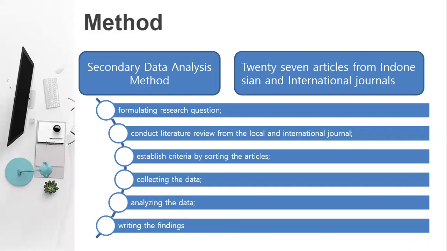The method uses secondary data analysis that was performed to identify patterns in existing data and make interpretations. Data collection from scientific papers has been carried out to analyze problems based on deep and critical reviews of relevant references. There were 27 articles, both from Indonesian and international journals, reviewed and synthesized.